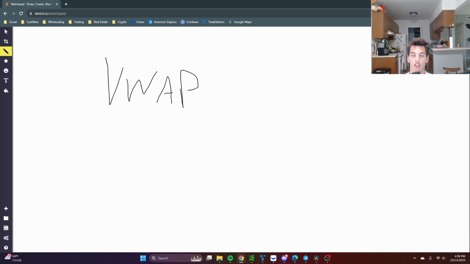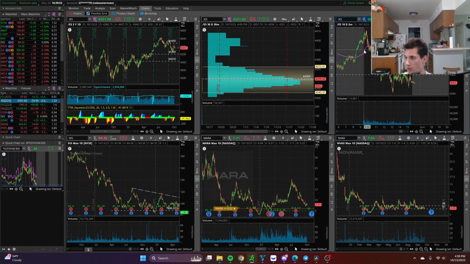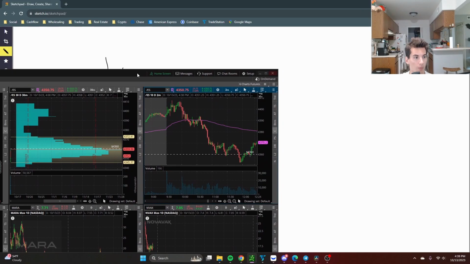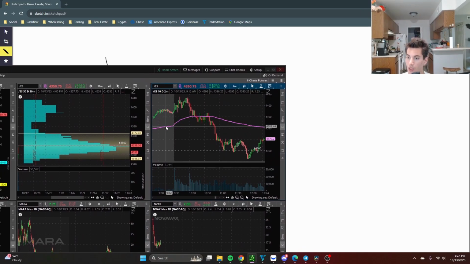So VWAP stands for volume weighted average price, and basically just takes the total amount transacted divided by how many shares or contracts were traded, and then you get pretty much the VWAP plot that's turned into a line. So this, or actually let me move this so you guys can see. Yeah, you guys can see it now. So this purple line right here is VWAP.